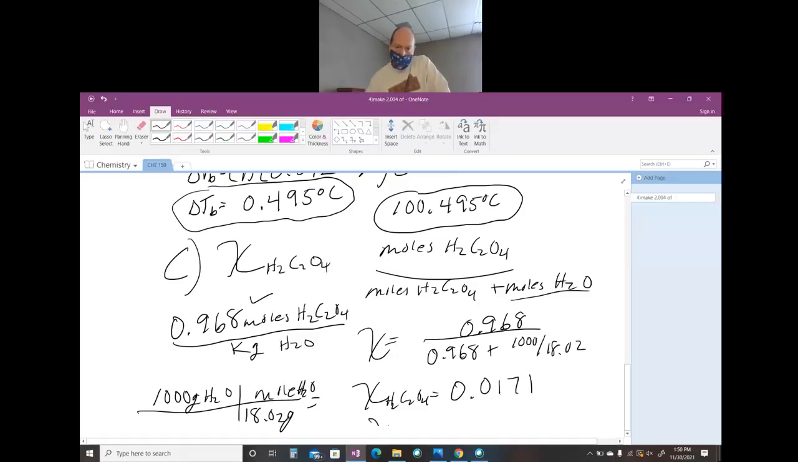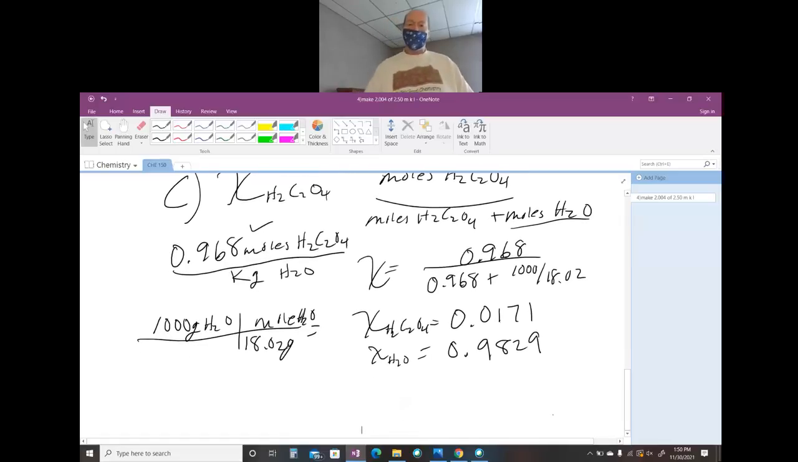0.0171. And so if you wanted the mole fraction of the water, you could then put this in the numerator and push the buttons. But the easiest way to do it is know that they have to add up to 1. So 0.9829 would be your mole fraction of water, because when you only have two things, the mole fractions must add up to 1. If you're doing percents, they must add up to 100%. All right, so that is number 5.